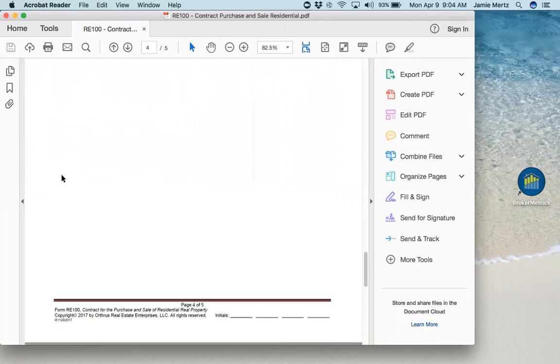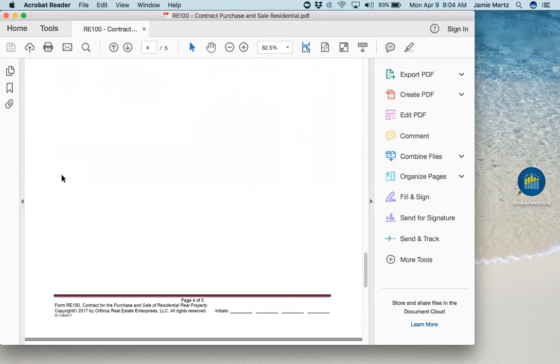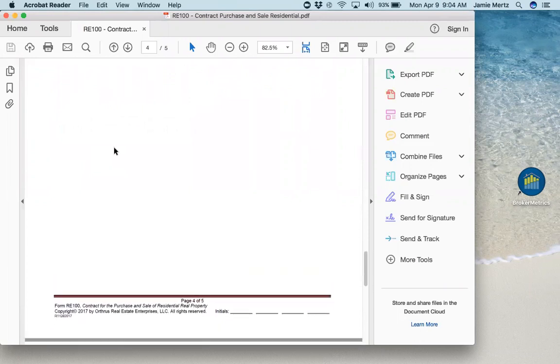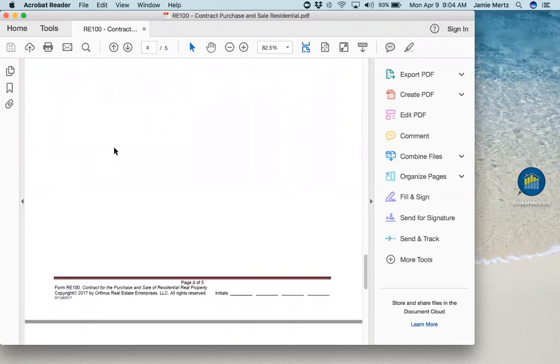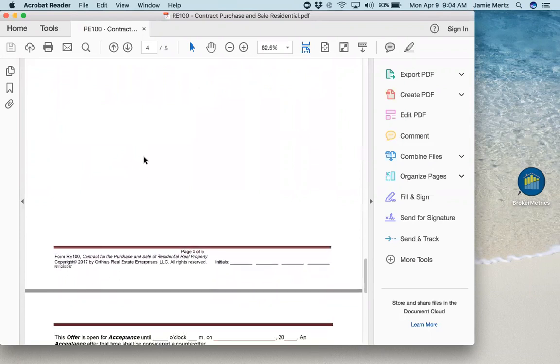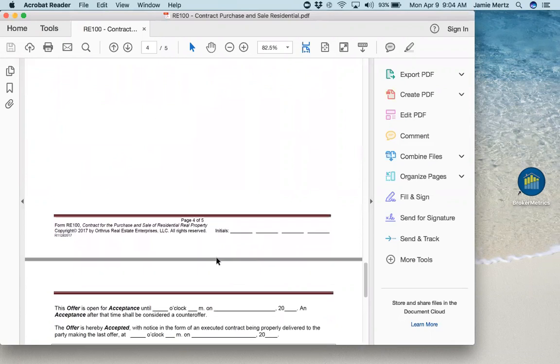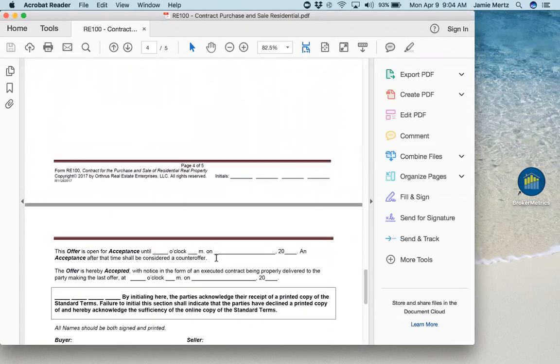Keep in mind, special stipulations control the contract. Don't overthink them. You're not an attorney. Don't pretend to be an attorney. You are an agent. So keep your special stipulations easy to understand for all parties. Make sure everybody initials the bottom of page 4, and then proceed on to page 5.